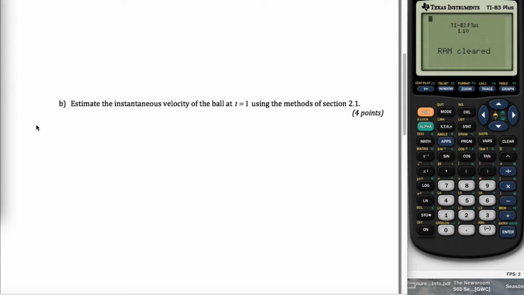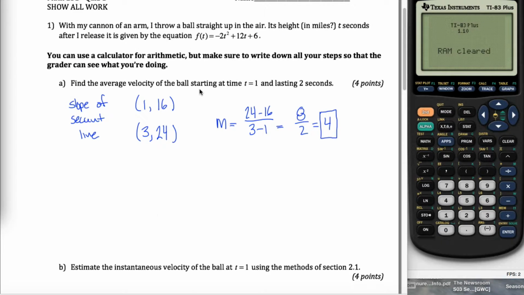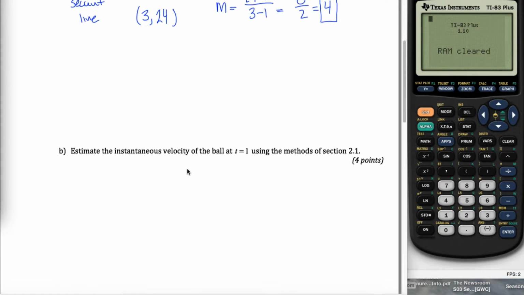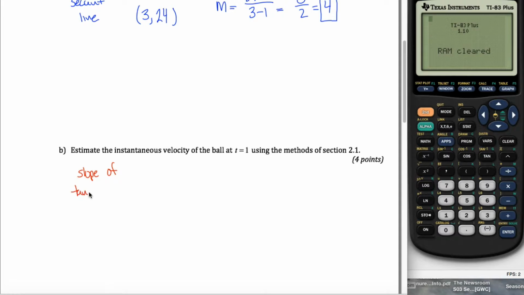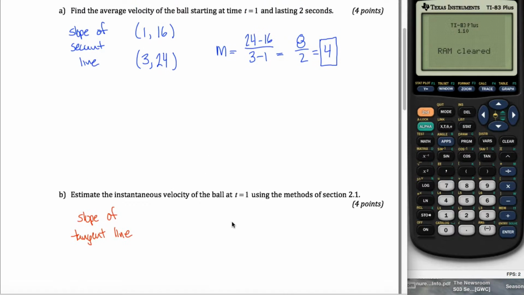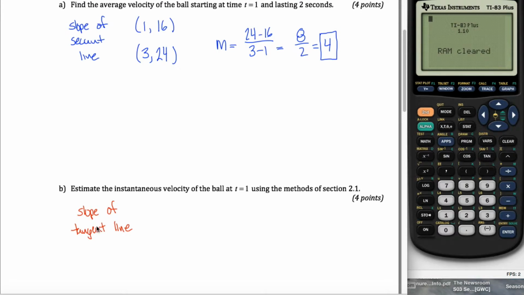Part B says estimate the instantaneous velocity of the ball. So not the average velocity of the ball, but instead the instantaneous velocity of the ball. To do that, we need to know the slope of the tangent line. We will learn in this class how to calculate the slope of the tangent line. But right now we don't know how to calculate the slope of the tangent line, so we're going to estimate the slope of the tangent line with secant lines.